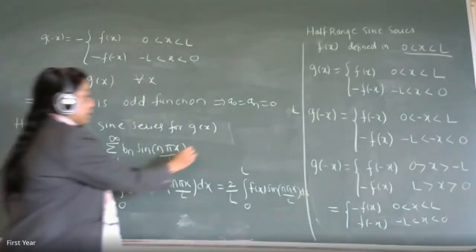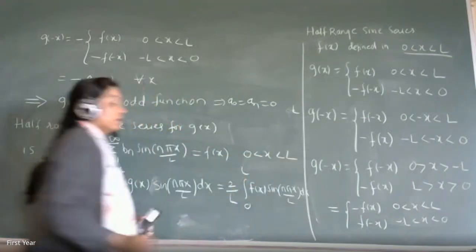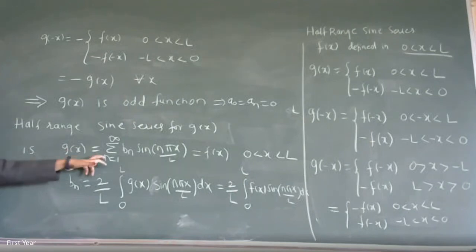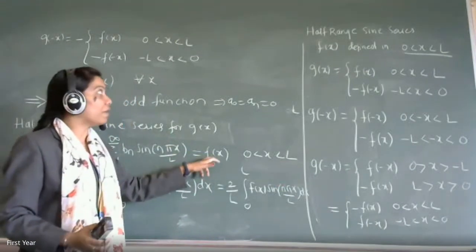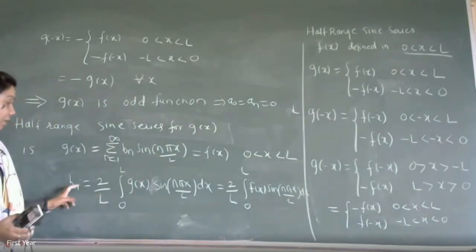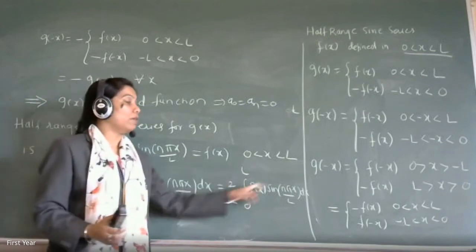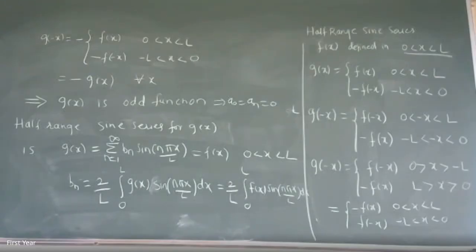And this is f of x in 0 less than x less than L. This is g of x in the whole interval, but this is equal to f of x. It's half range, and that's why your half range sine series for f of x will be summation n from 1 to infinity bn sin n pi x by L. And bn is 2 by L integration 0 to L f of x sin n pi x by L. Is this okay? Clear to everyone? Yes, ma'am. Others? Pratik, Rishikesh? Yes, ma'am. Okay, fine. Very good.